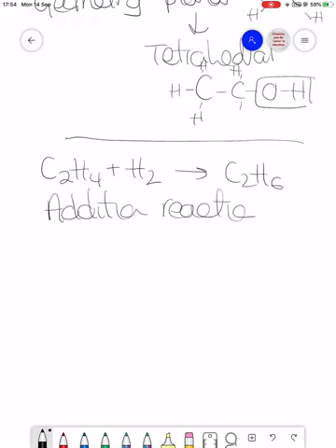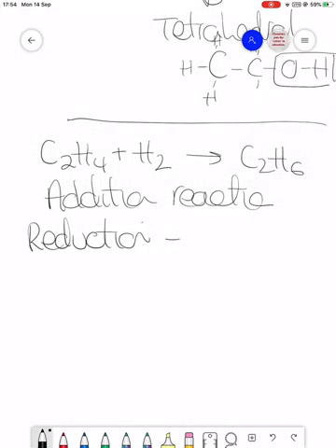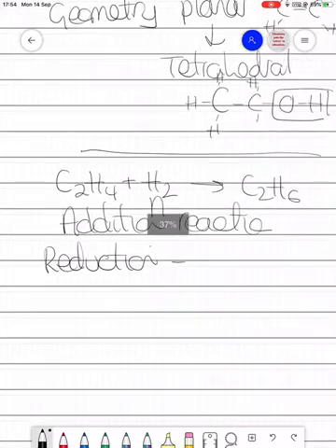Now here is a new thing which will wreck your head a little bit. We can also call this a reduction. And you know from OIL RIG, oxidation is loss, reduction is gain. Reduction is a decrease in oxidation number, and we would put the electrons on the left hand side if we were writing half equations. Now it is a reduction and you will need to know what's used.